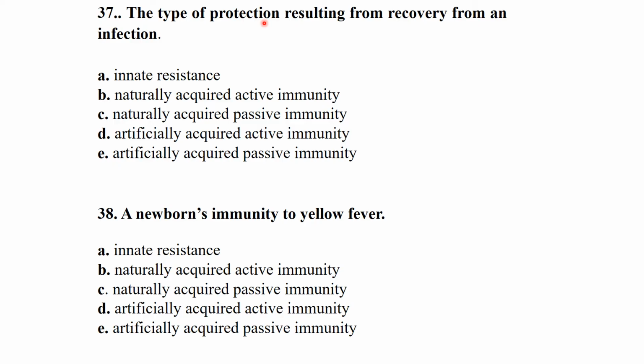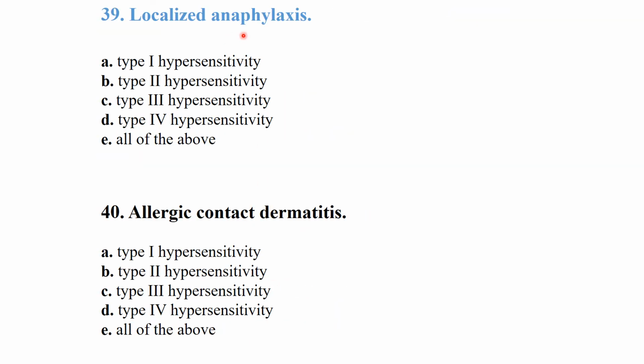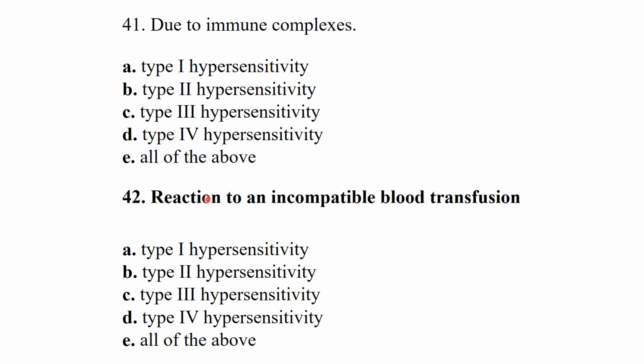The type of protection resulting from the recovery from an infection is natural acquired active immunity. A newborn's immunity to yellow fever is natural acquired passive immunity. Localized anaphylaxis is an example of type 1 hypersensitivity. Allergic contact dermatitis is type 4 hypersensitivity. Due to immune complexes, it is type 3 hypersensitivity. Reaction to an incompatible blood transfusion is type 2 hypersensitivity.